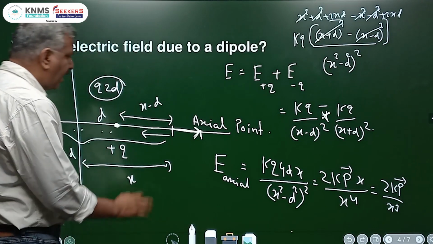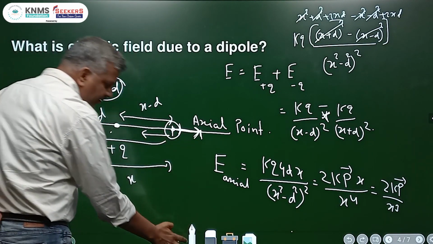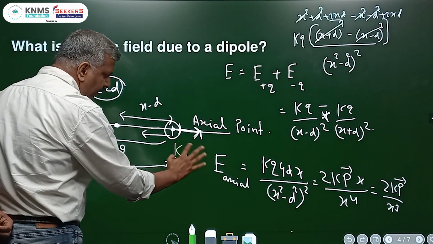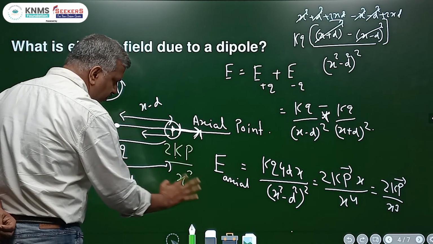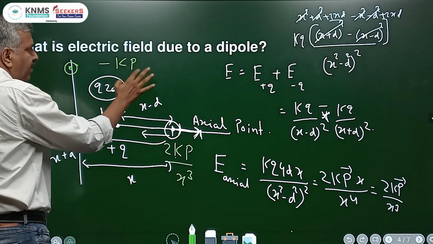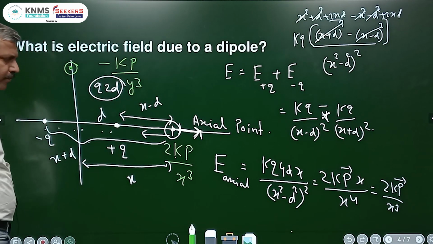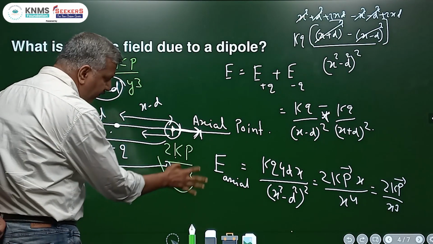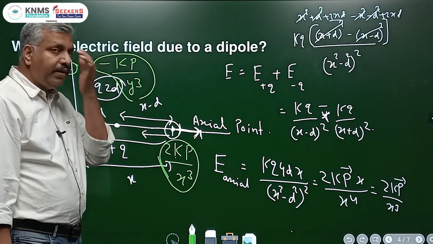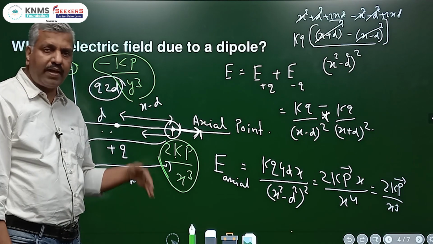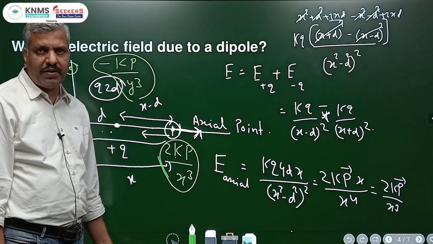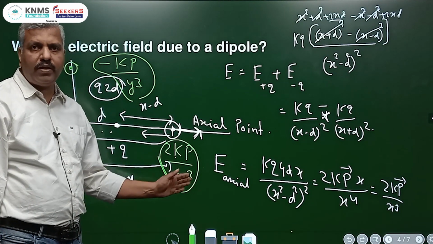Okay. So, at the axial point, the electric field is equal to 2kp by x cubed. At the equatorial point, the electric field is minus kp by y cubed. Okay. So, this is a very, very important output that you should remember. Very frequently they have asked 3-mark questions based on this, either the axial or the equatorial. So, please make sure that you are pausing the video, watching this repeatedly till you understand it and till you are able to derive it.